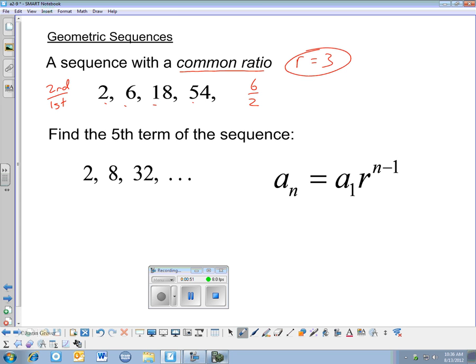And you can check that. 2 times 3 is 6. 6 times 3 is 18. 18 times 3 is 54. So we're multiplying each one by 3 to get to the next consecutive.